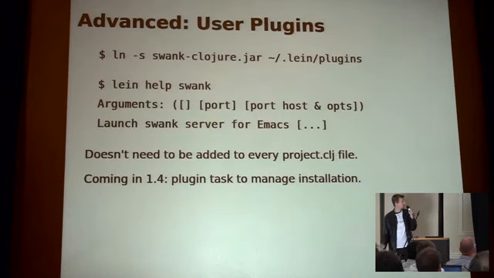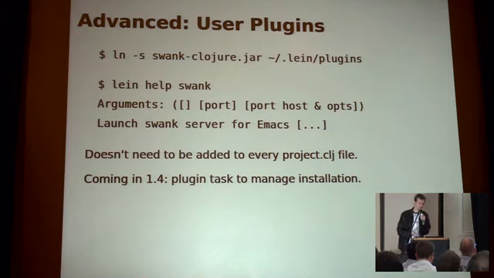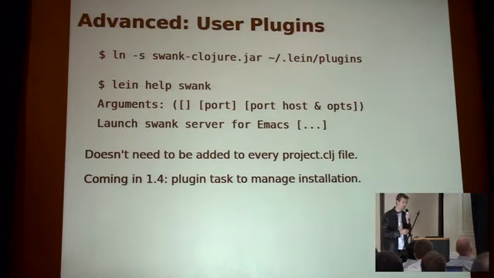Also recently, although this is in 1.3, we have added support for user plugins. You noticed in the sample project.clj, there's a dependency on swank-clojure. Everyone who uses Emacs wants that in there because it makes it a lot more useful. But not everyone on the project uses Emacs, so why should they have to pull in this dependency that they're not going to use? So now, if you just symlink that jar into your home .lein plugins directory, then it's available across all your projects. So very useful.